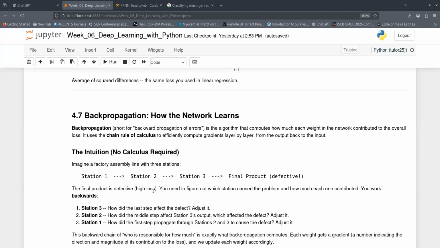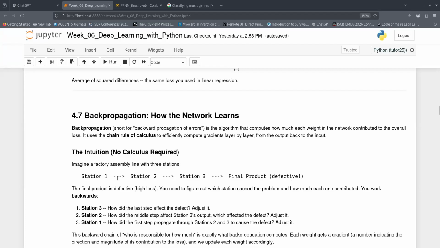If you have a loss, just remember we say it's the difference between the predicted value and the true value. And if the final product is defective, it means we have a loss. You need to figure out which station caused the problem and how much each one contributed. You work backwards. Once you find that the final product is defective, we are just going to match this with our neural network.